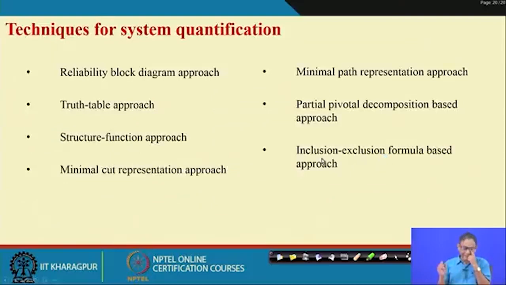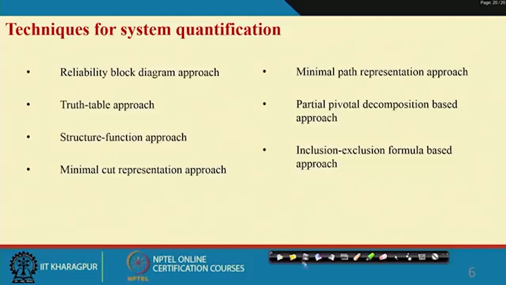So, now let us see what the different methods or techniques are that are available to quantify the system level failures or system level unavailability, availability and other system level parameters. There are quite a number of approaches available. For example, reliability block diagram, truth table, structure function, minimal cut representation, minimal path representation, partial pivotal decomposition or inclusion exclusion formula approach.